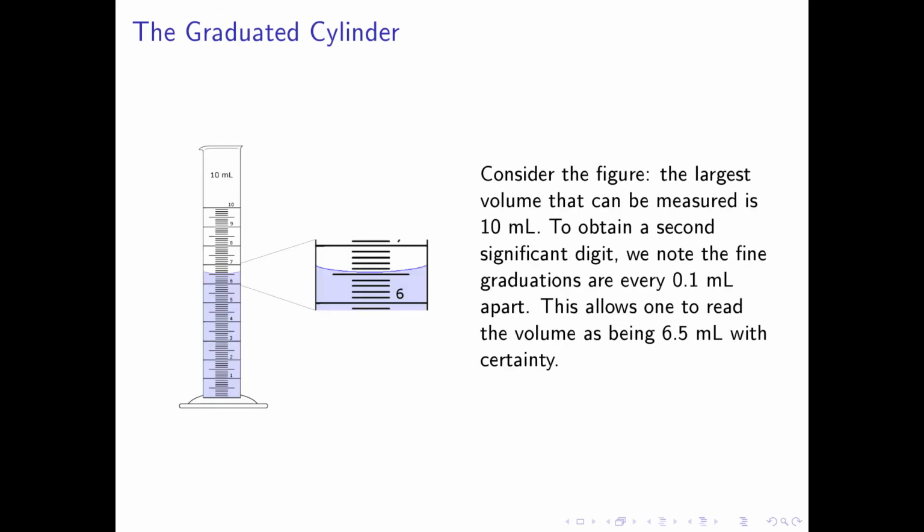When we look at the graduated cylinder to the left, we note that the maximum volume we can record is 10 milliliters. This means that in general, all volumes using this graduated cylinder will be less than 10 milliliters. This provides us with our first significant digit. To obtain a second significant digit, we note that the fine graduations are located every 0.1 milliliter apart. When we look at the bottom of the meniscus in this case, this allows us to read the volume as being 6.5 milliliters with certainty. However, this is not the volume we record, as we will see in a moment.